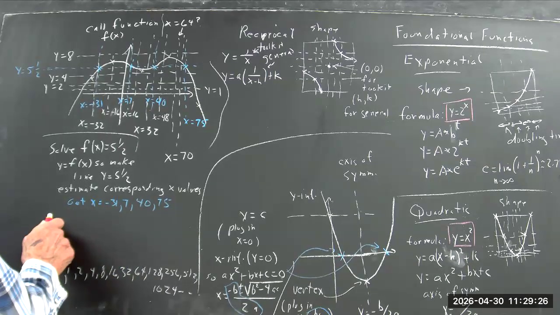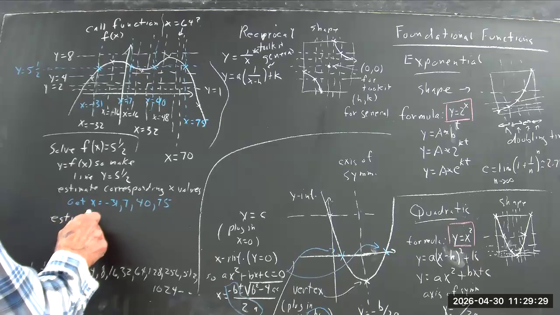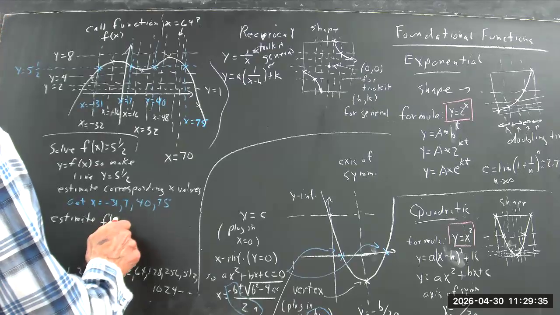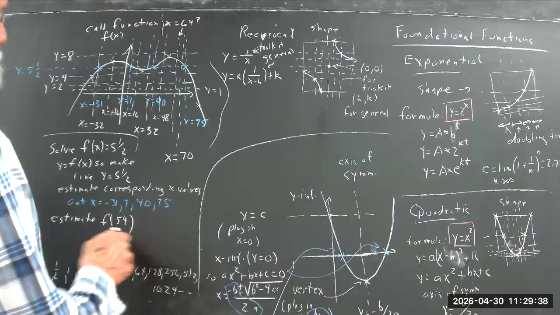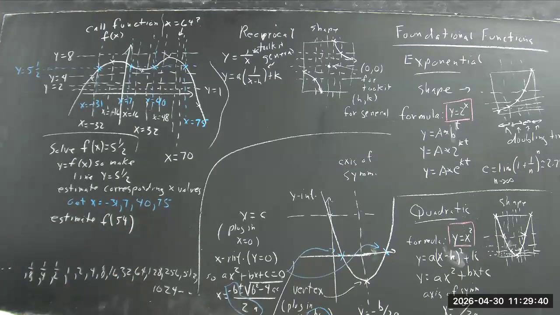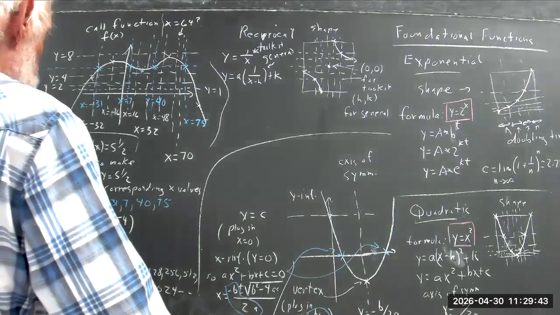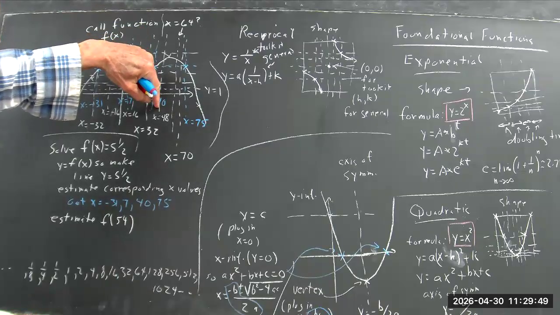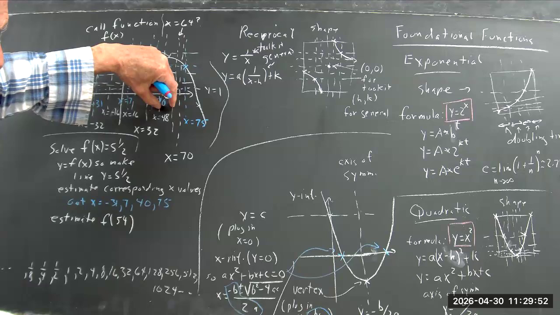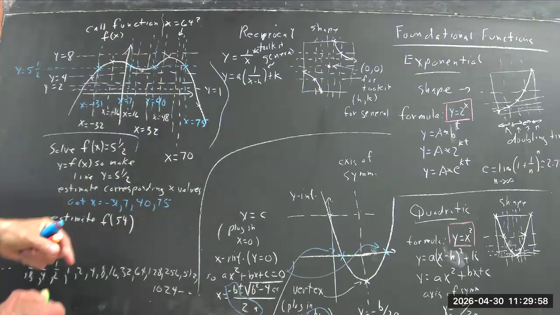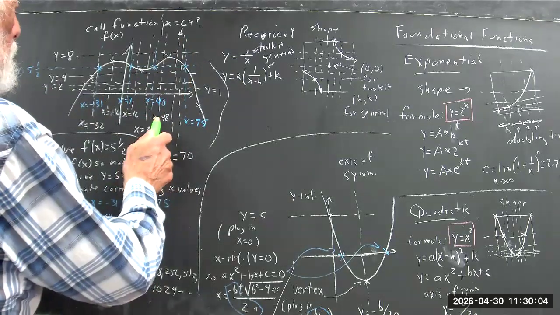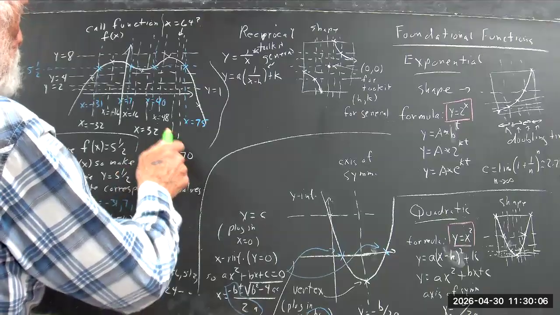Okay. And then estimate f of 54. What do you estimate f of 54? You make a vertical line at x equals 54. Now, here's 48. Here's 64. Halfway between 48 and 64 would be 56. We're looking for 54. So I'm going to say that x equals 54. It's going to be a little closer to 48 than it is to 64.